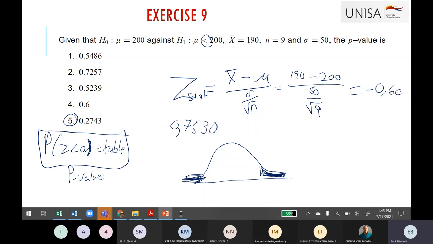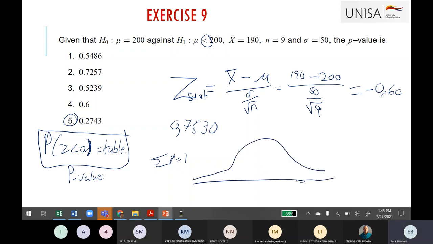Remember, the area underneath the curve, which is the sum of your probability, should be equal to 1. So if it's a one-sided test, it will look like this. Let's use the less than sign. We're looking for only this portion. Everything in the bigger side, for the less than, will be do not reject. Everything on this side will be reject.